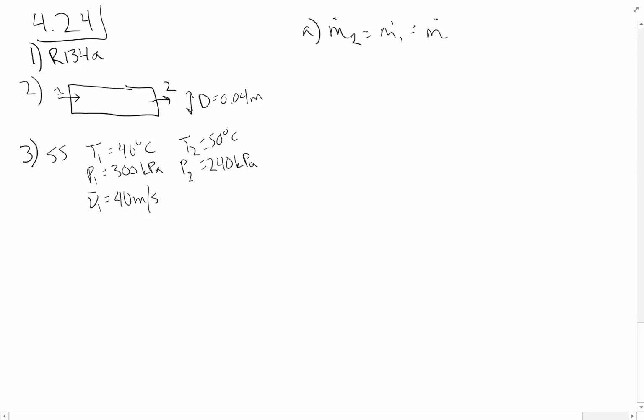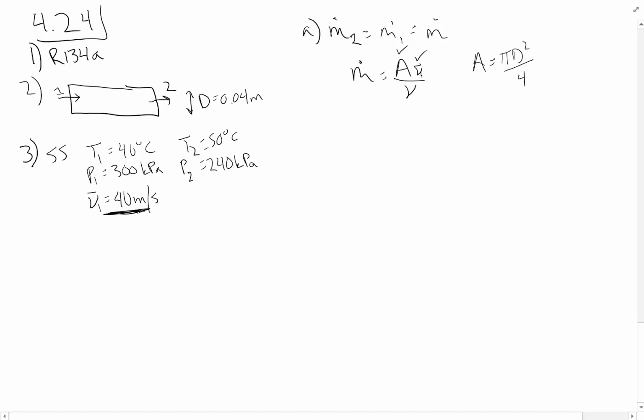Now, in this case, an energy balance isn't going to help us right away, but what we do have is a velocity. And remember that we have an equation that allows us to relate velocity to mass flow rate. So remember that m dot is equal to area times velocity over specific volume. Now, area is equal to pi D squared over 4. We know D, so we know area. Velocity was given in the problem, so we know that.